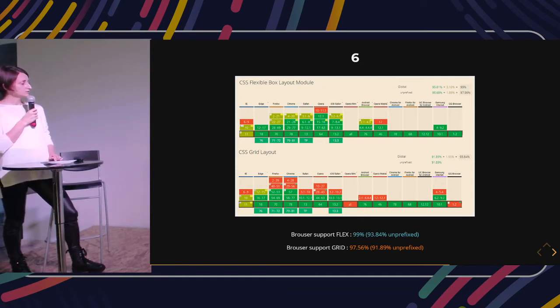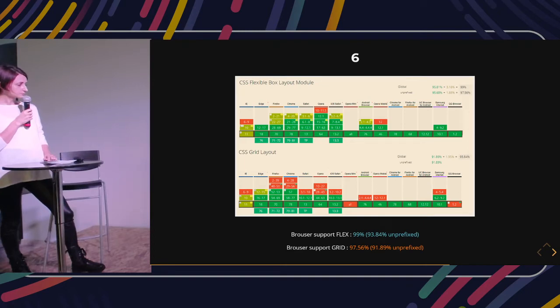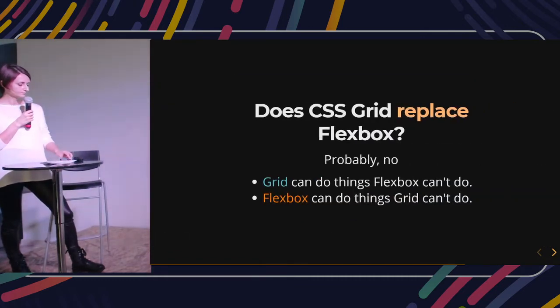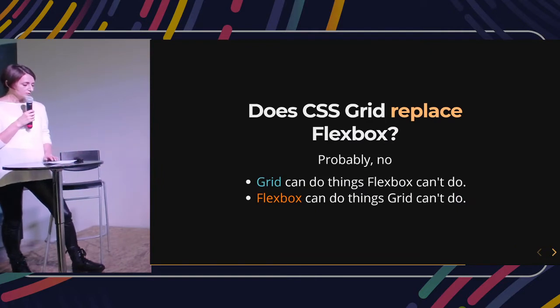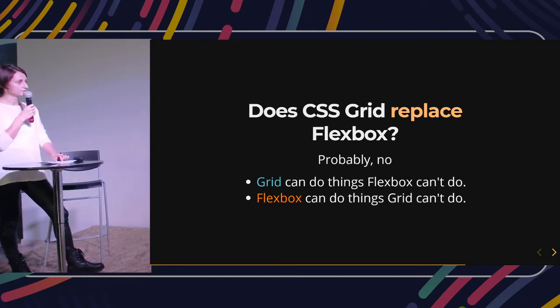And the last difference is that grid is much newer than Flexbox and has a bit less browser support. Flexbox has 99% support and grid 97.5% support. After comparing the two methods, we can ask, does CSS grid replace Flexbox?